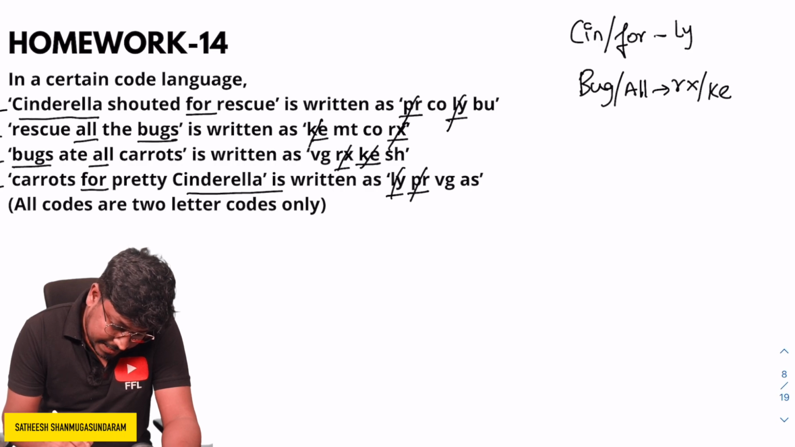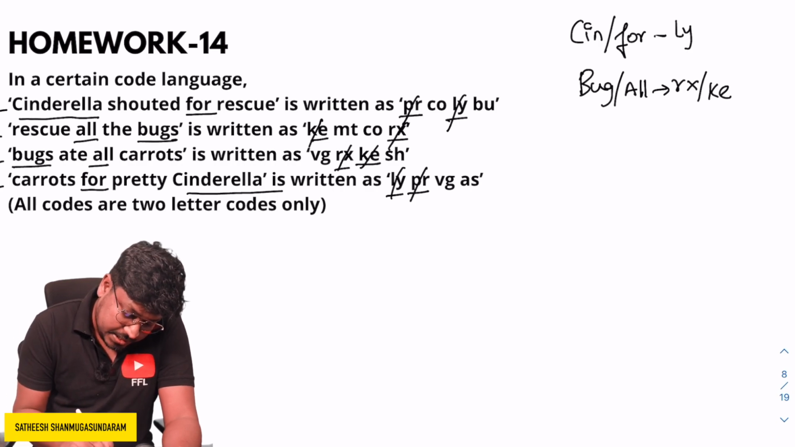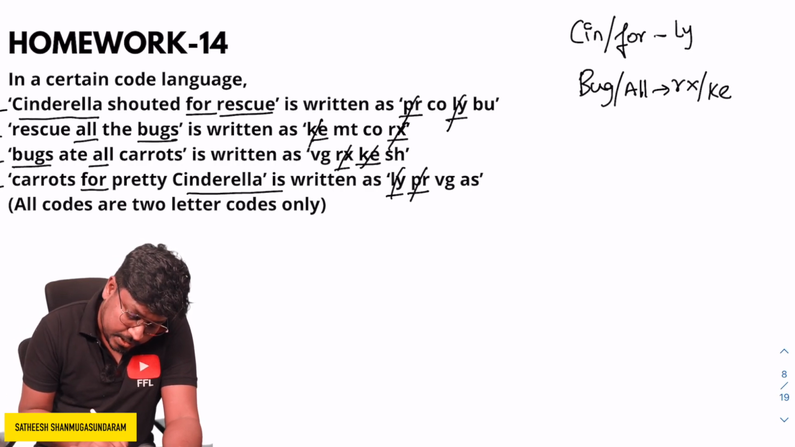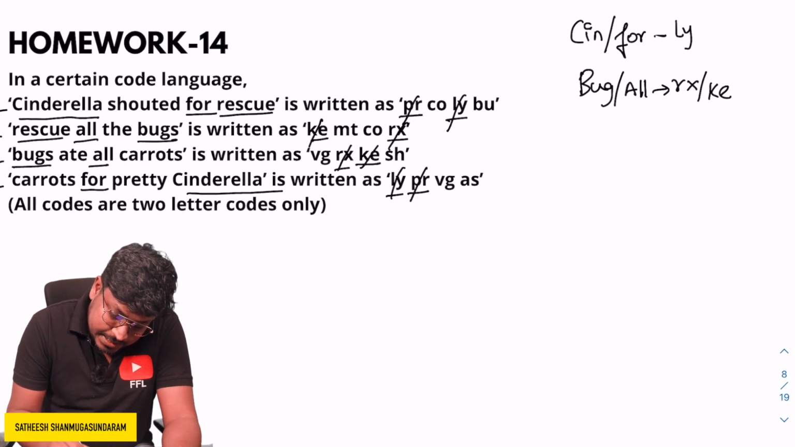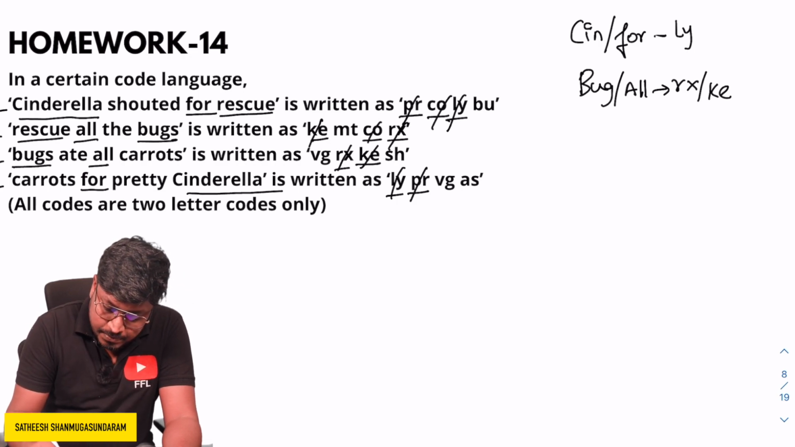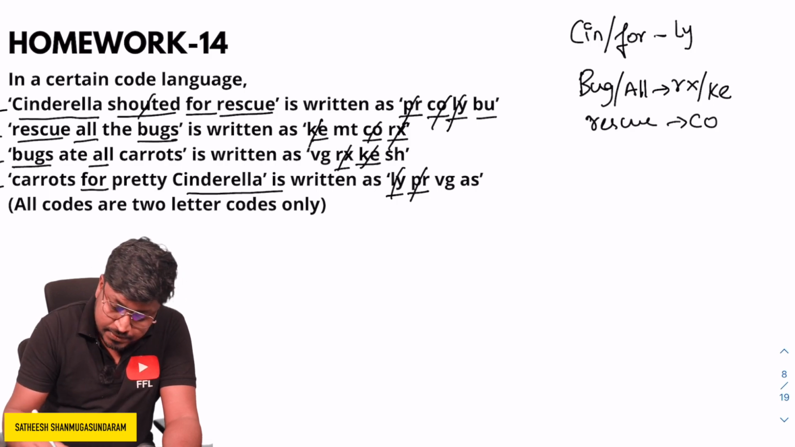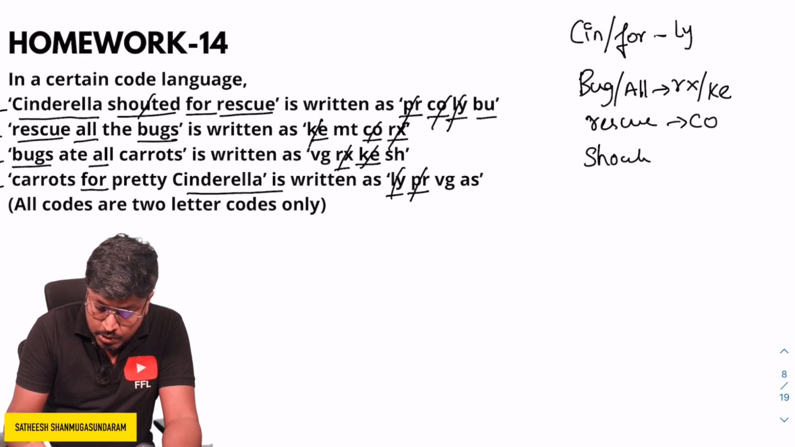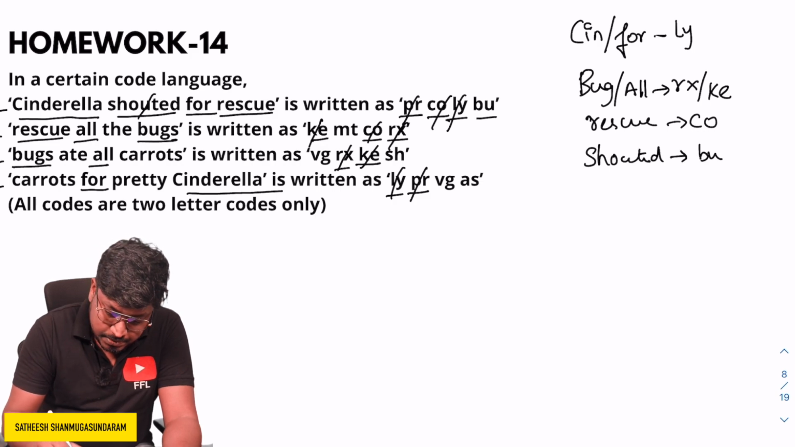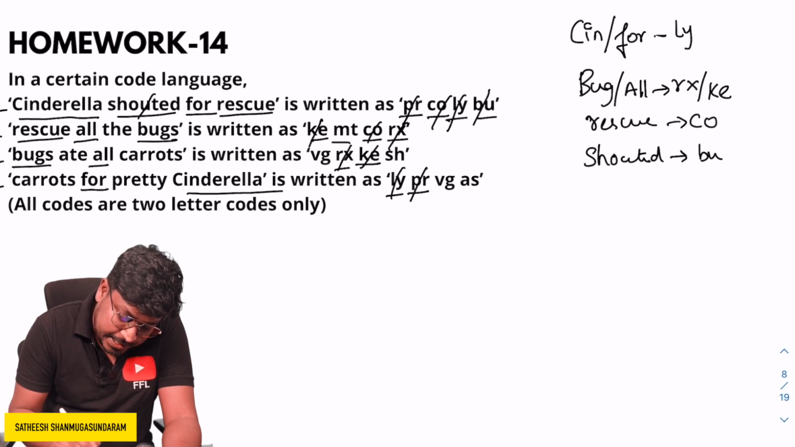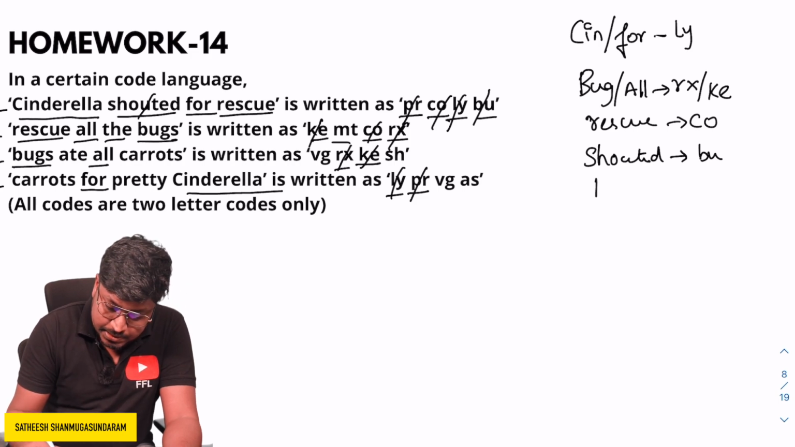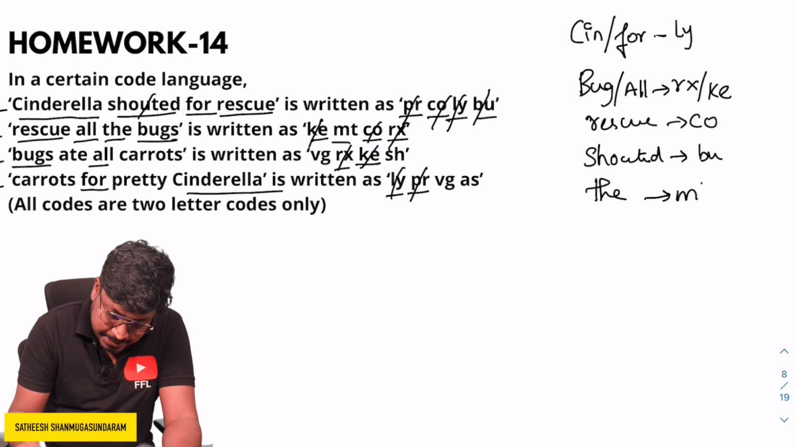So now what is remaining here? Rescue, you can see here also rescue and here also rescue. So we can say that CO. So rescue will be CO, and the remaining word, which is BU. So shouted will be BU, right? And empty is remaining, so which means the. So the will be empty.